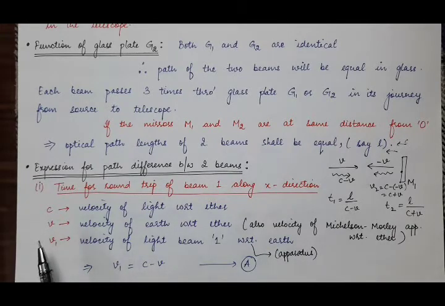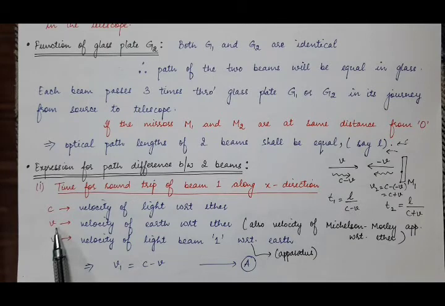So all the velocities were measured with respect to ether. What is C? C is the velocity of light with respect to ether. And what is V? We have already supposed that this V is the orbital velocity of Earth with respect to ether. And the apparatus is placed on the surface of Earth, so this is also the velocity of Michelson-Morley apparatus with respect to ether.